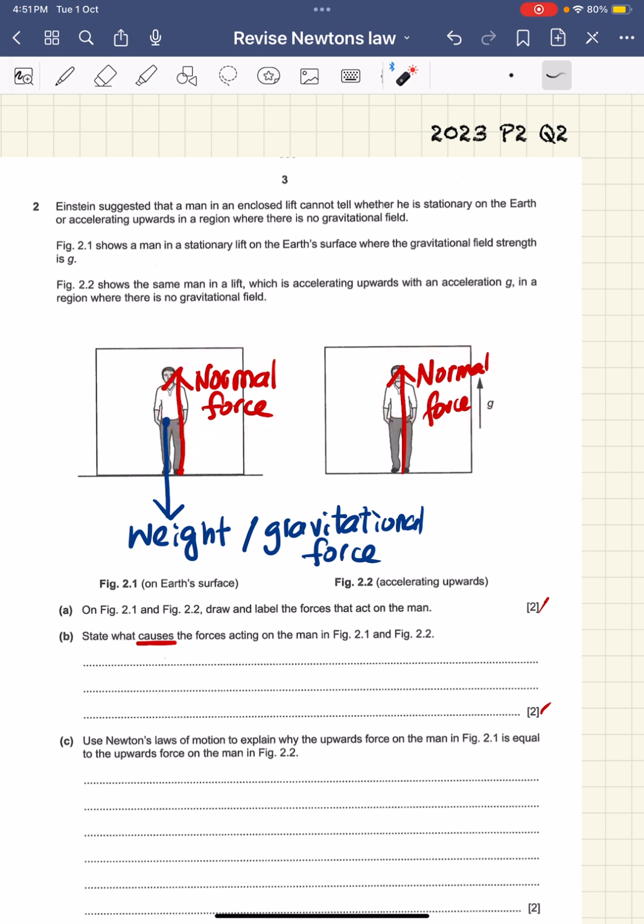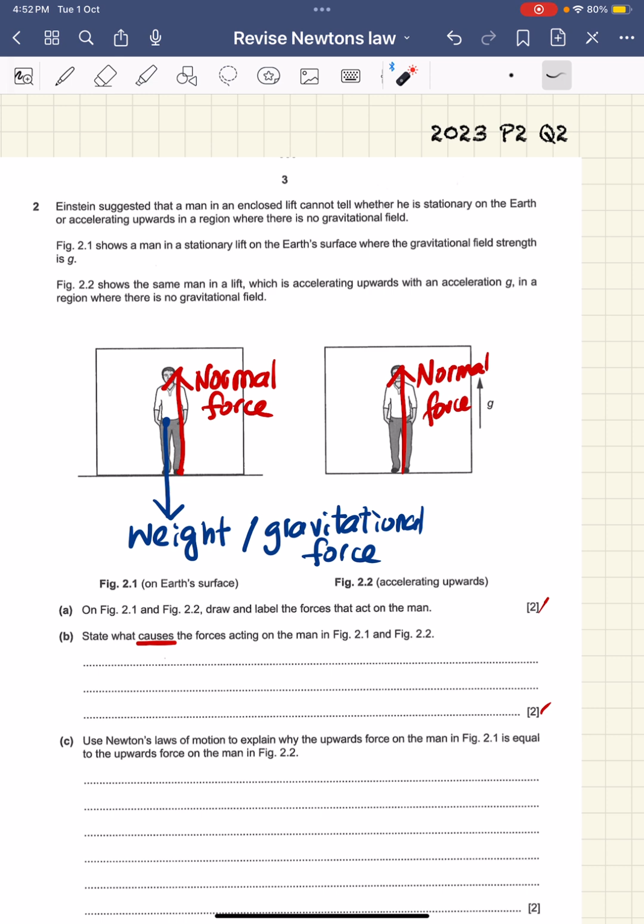The normal force exerted on the man due to the floor supporting him. The task for you is: what is the value of this normal force, and the value will work out to be the same as the normal force in the second diagram, and you are going to use Newton's law to give an explanation for that.